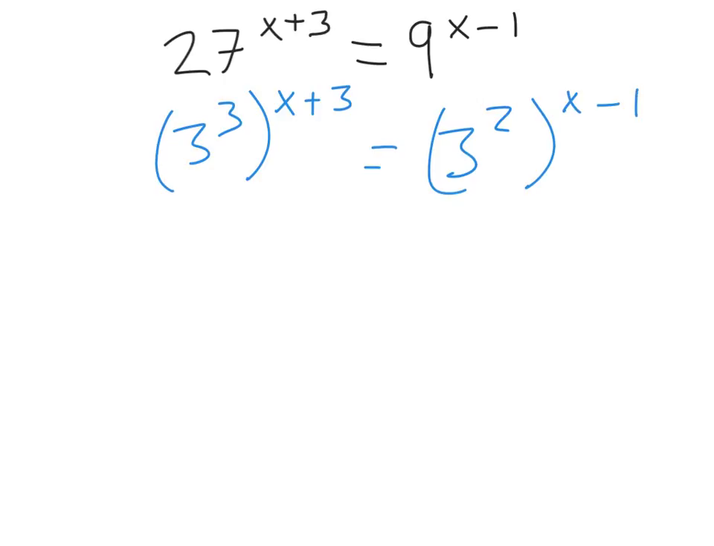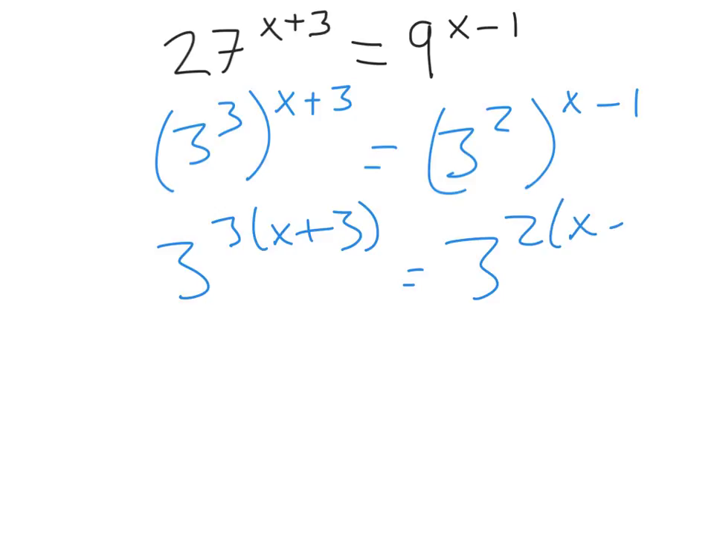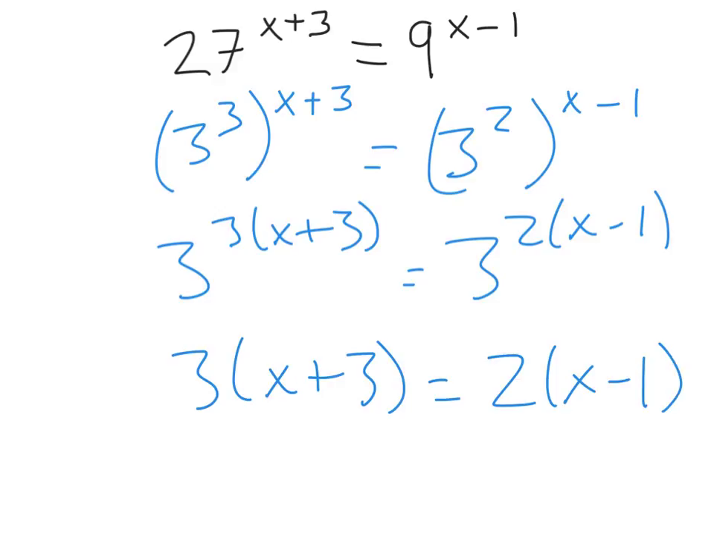And then we're going to use a power rule that says if you have a power raised to another power, you can actually multiply them together. So that will give us 3 to the 3 times x plus 3, and that equals 3 to the 2 times x minus 1. And now since we have these written as the same base, we can actually drop the bases and set our powers equal to each other. 3 times x plus 3 equals 2 times x minus 1. Just like that.